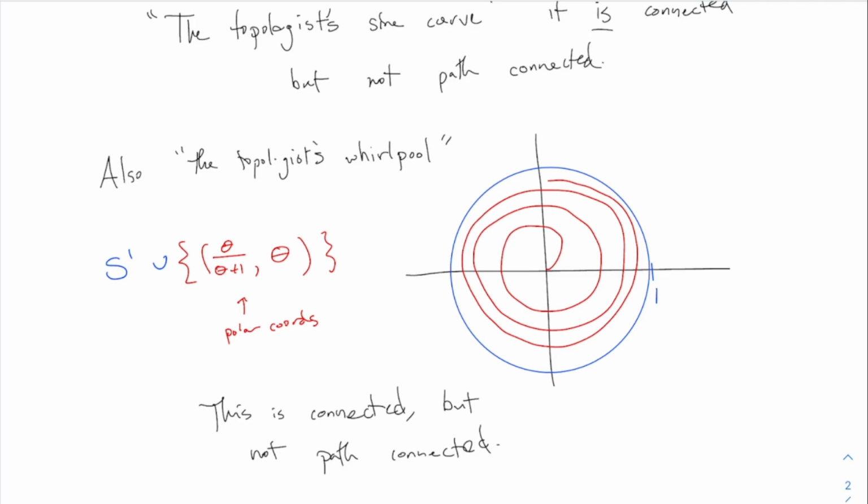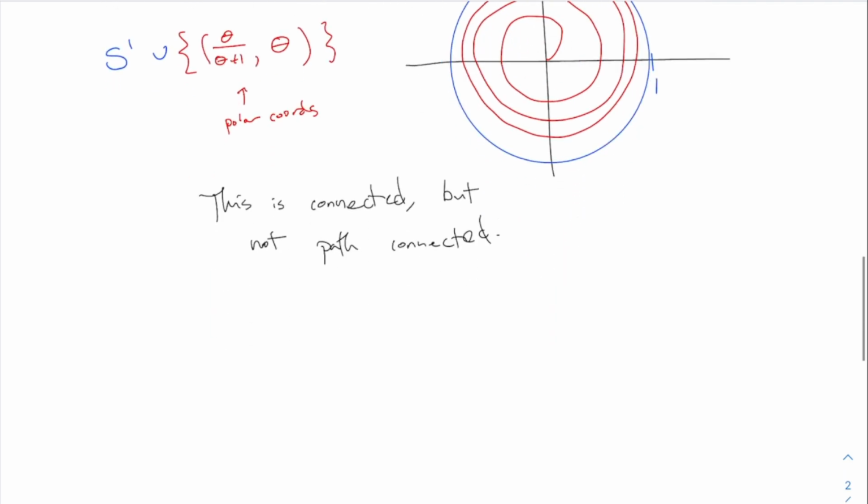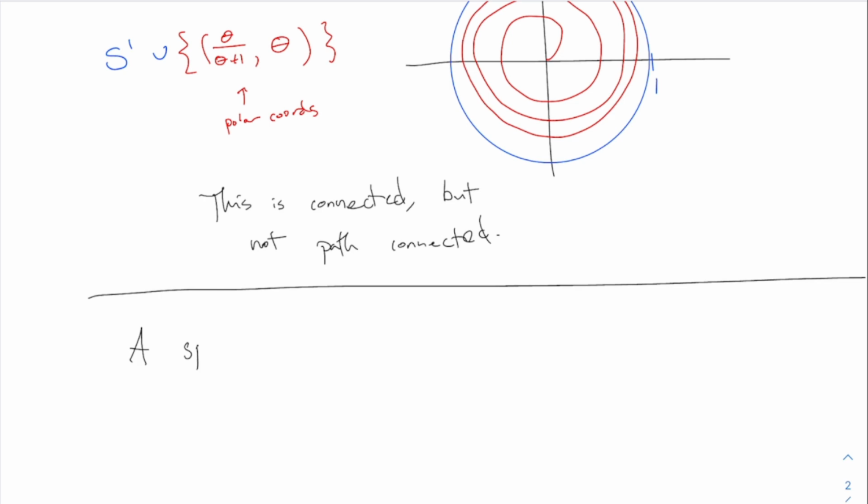All right. Let's talk about it. So it is possible a space can be connected but not path connected. They really are two different concepts.